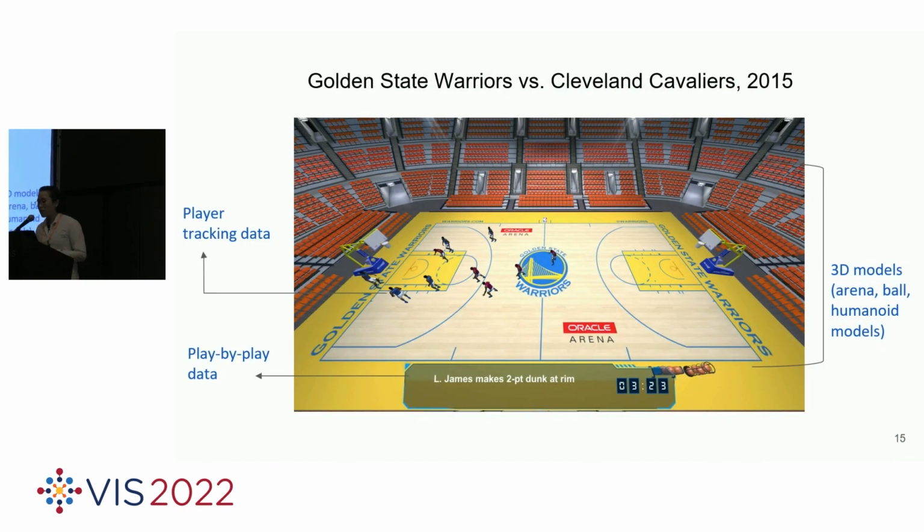Here is a view of our simulated game. We simulate an old NBA game in 2015 between Warriors and Cavaliers, which was one of the most famous matchups in recent NBA history. And because the viewer cannot tell the player identity from our player models, we show the game event description below the scene.